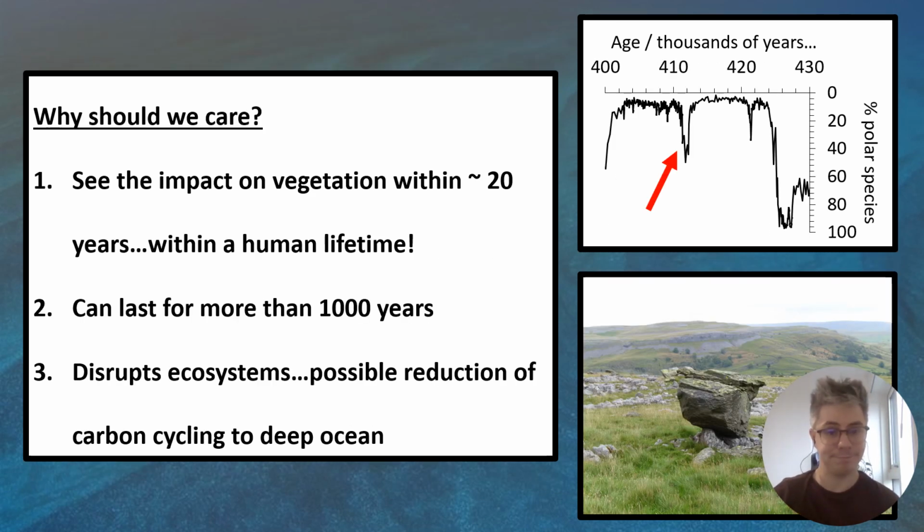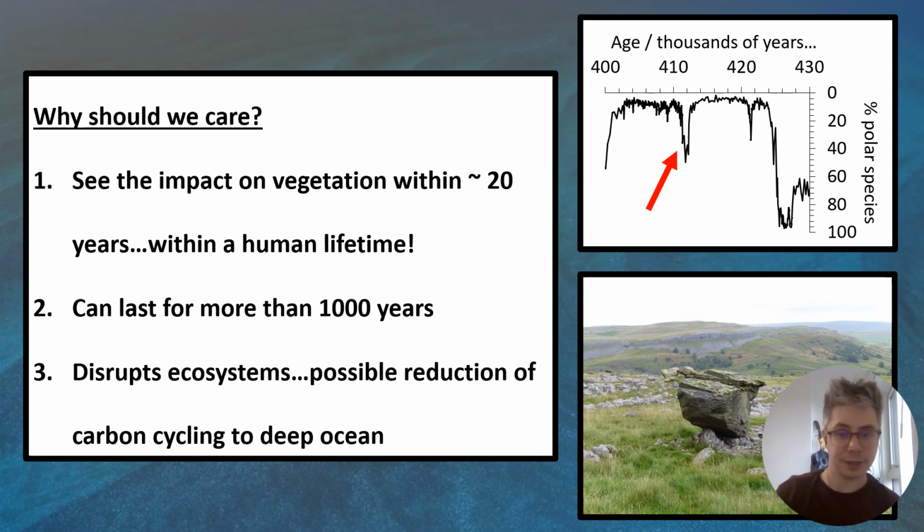So why should we care? Well, if we're looking at abrupt climate change, whilst the long-term changes of climate happen over thousands, tens of thousands of years, abrupt climate change is the sort of thing that you start to see within a human lifetime. The impact on vegetation might be seen within 20 years or so, but the impacts of it might persist for hundreds or thousands of years. This particular event that I look at might have lasted for more than 1,000 years. And this is a long time, several generations, to have to be dealing with an abrupt shift in temperatures.